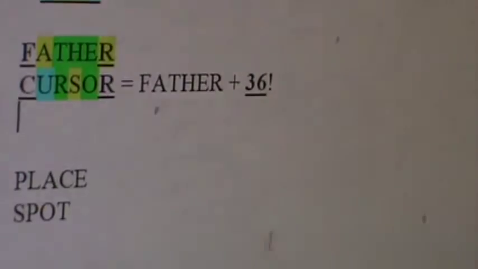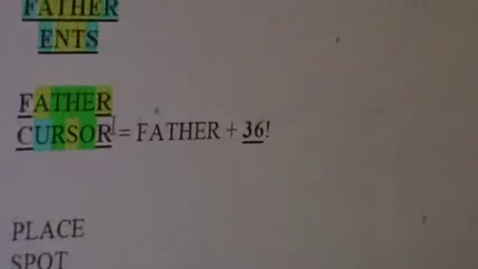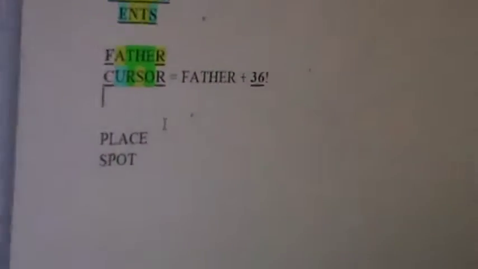Why is it called a cursor? Well, because it's on top. The cursor is what commands the computer to do. Like, you just run around. Cursor is on top, because Father is on top. Okay, so the Father owns your cursor.